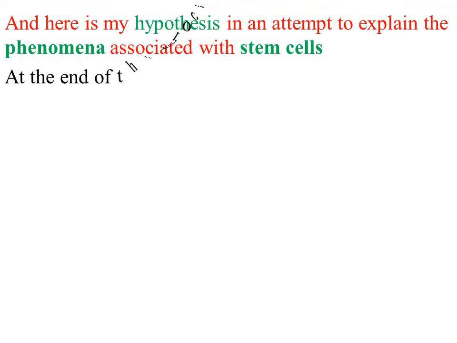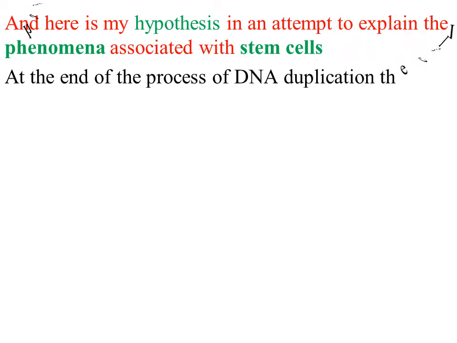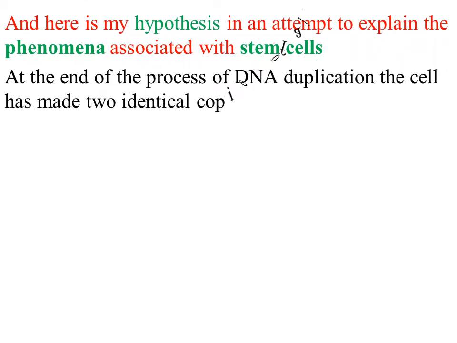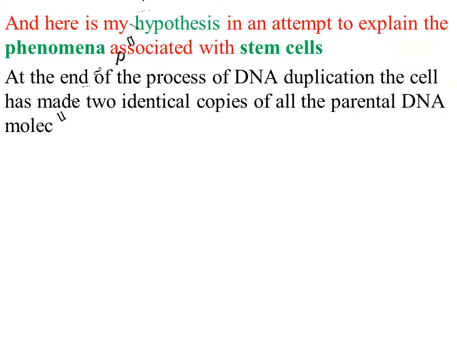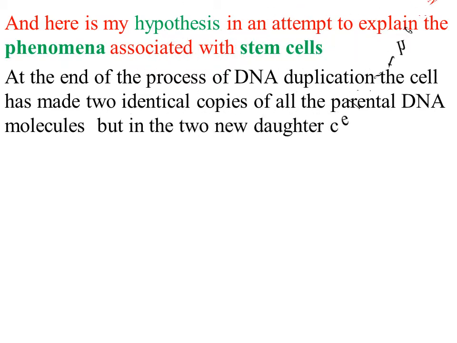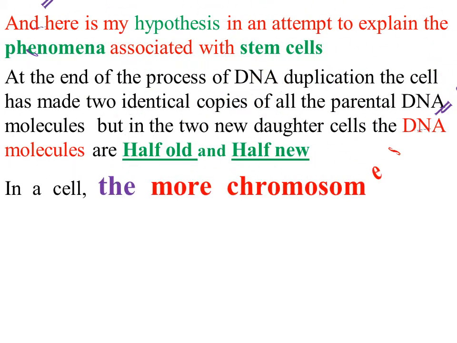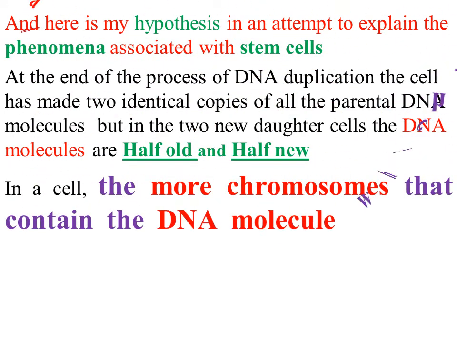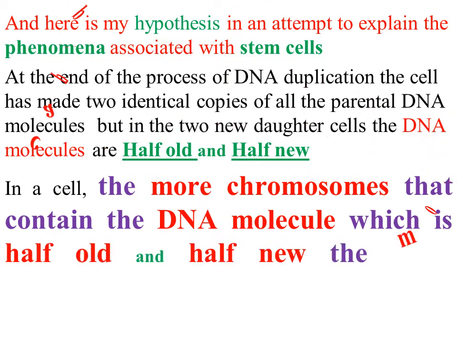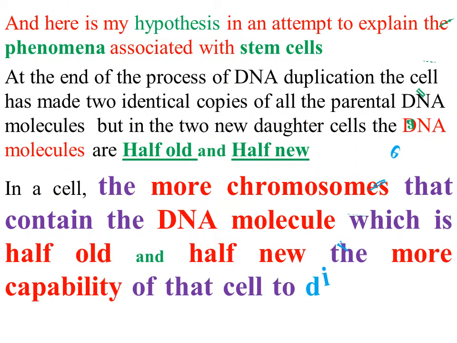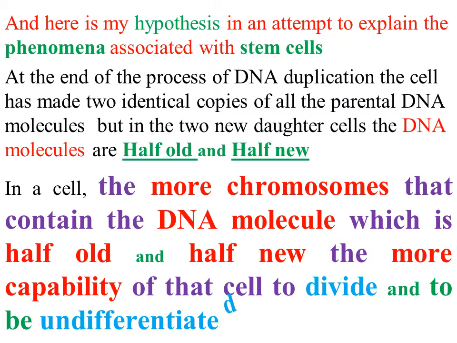At the end of the process of DNA duplication, the cell has made two identical copies of all the parental DNA molecules, but in the two new daughter cells the DNA molecules are half old and half new. In a cell, the more chromosomes that contain the DNA molecule which is half old and half new, the more capability of that cell to divide and to be undifferentiated.